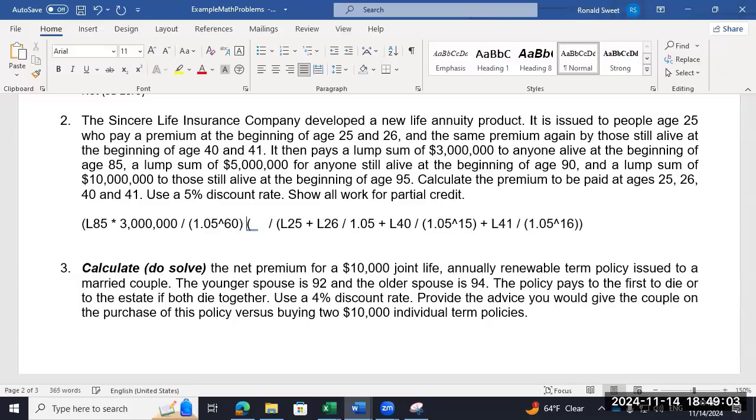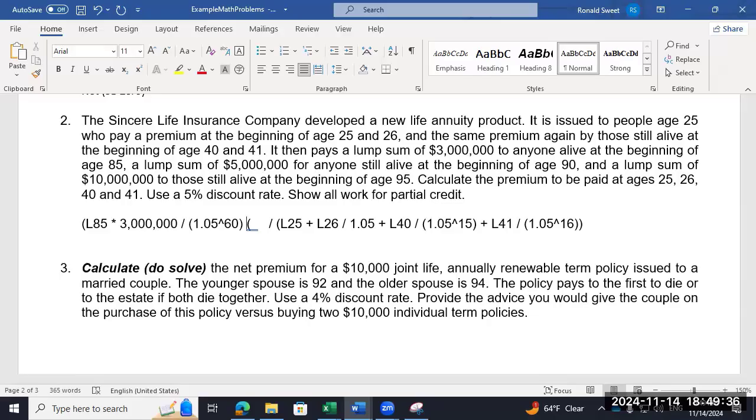All right. Let that sink in. You're paying at 85, 3 million bucks. So in the numerator, you're going to have whom you're paying to, whether it's L85 or D85. Here's L85 because it's anyone alive, times how much you're paying them, divided by 1 plus the rate. This isn't to an L, so it's beginning of the year, so you just subtract, you don't add 1. If we paid it to people who died at age 85, then we would do D85 times 3 million divided by 1.05 to the 61st. But this is the liver, so we just take 85 minus 25.